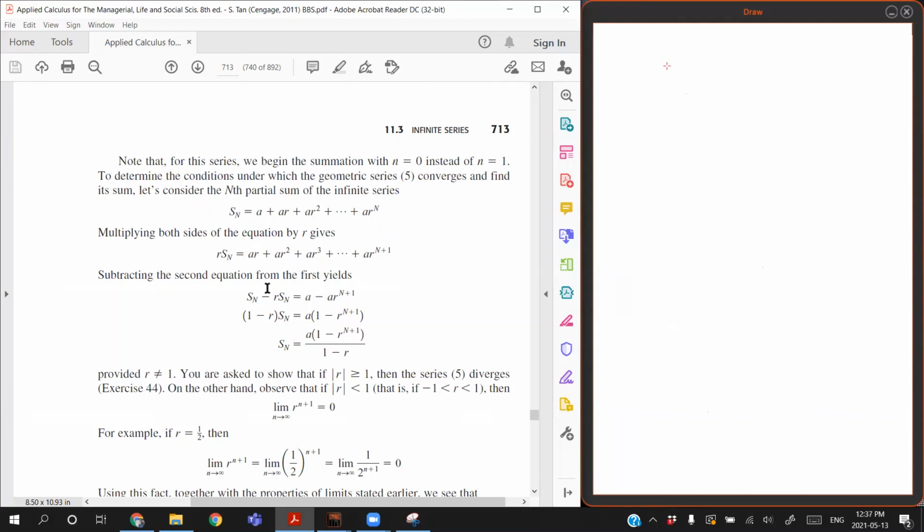So if your sequence is geometric and your series has this form, a r to the power of n, then Sn, which is the sum of the first n terms of the series, is going to be a plus ar plus ar squared, all the way to the nth one, which is going to be a r to the power of n.